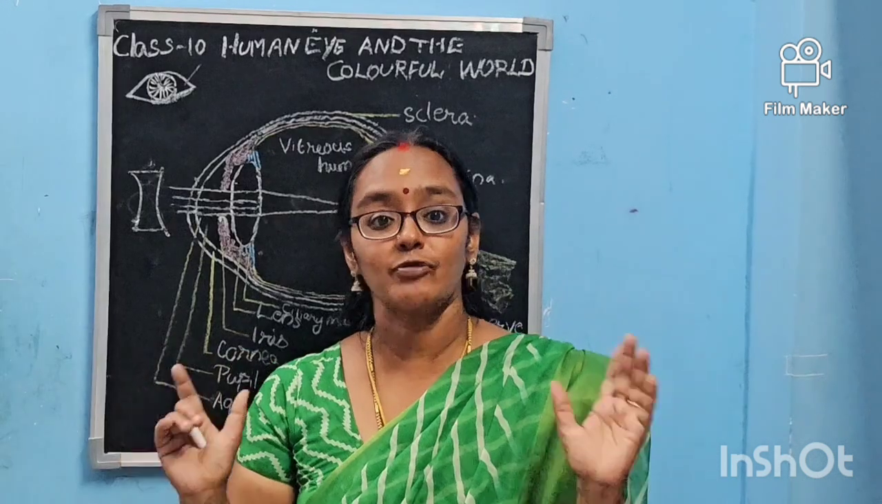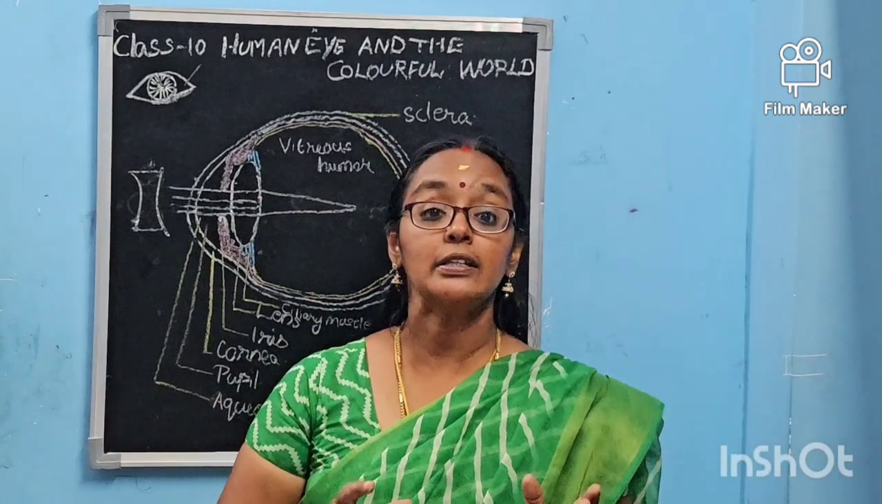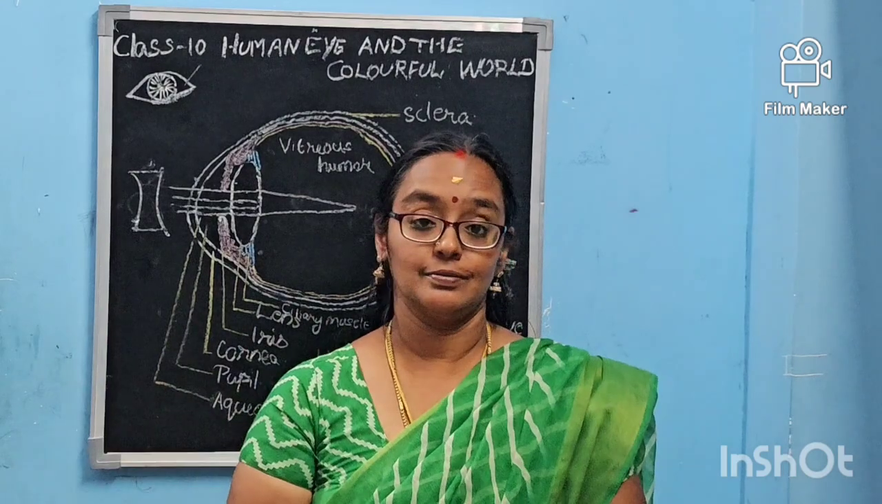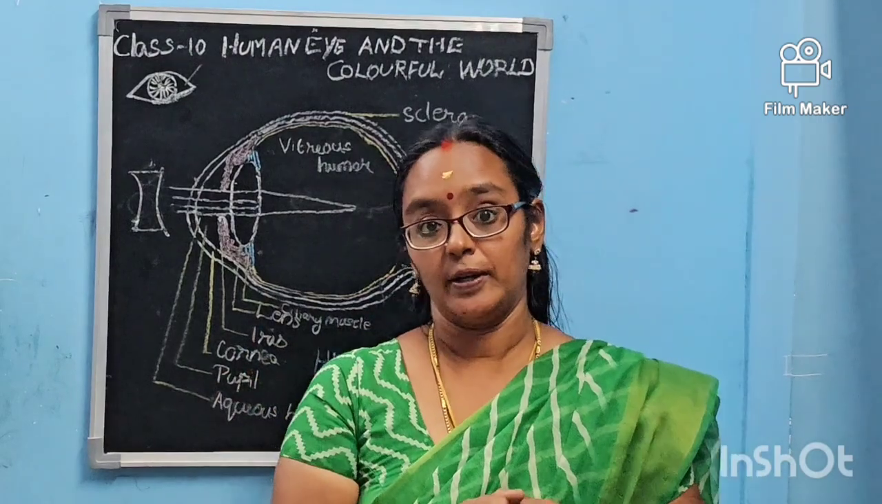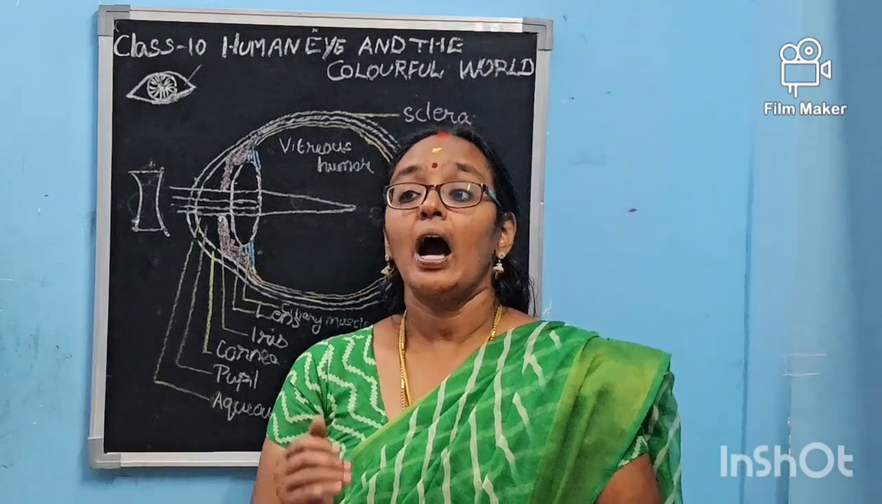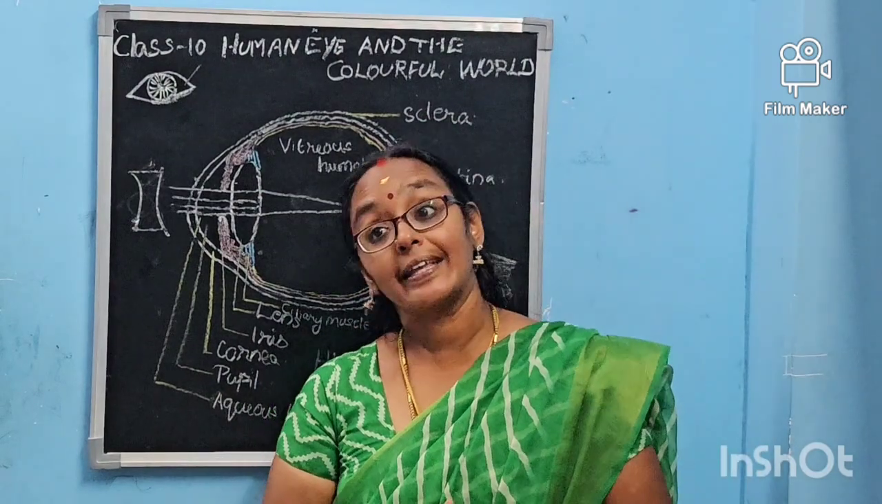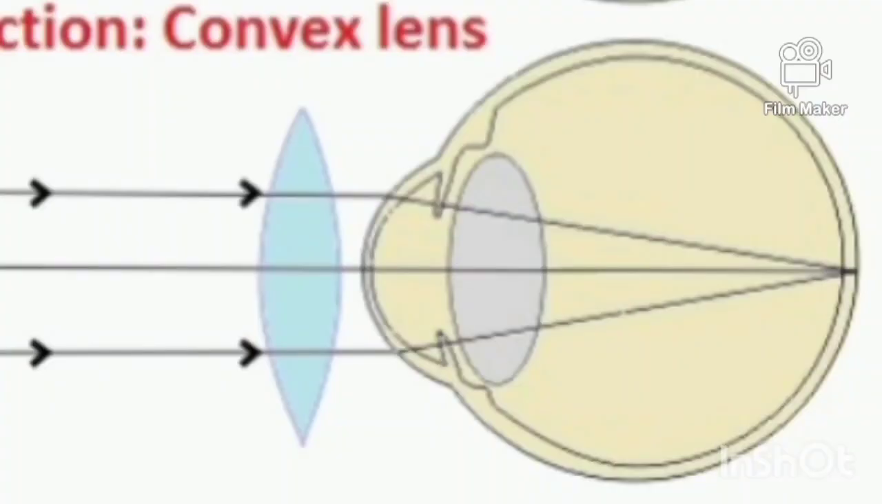So how is it formed? It can be of two reasons. First one, the focal length will be too long. Second one, the eyeball may have become too short. Because of these two reasons, hypermetropia is formed. Okay, how can it be cured? It can be cured by using a convex lens in front of the eyes.